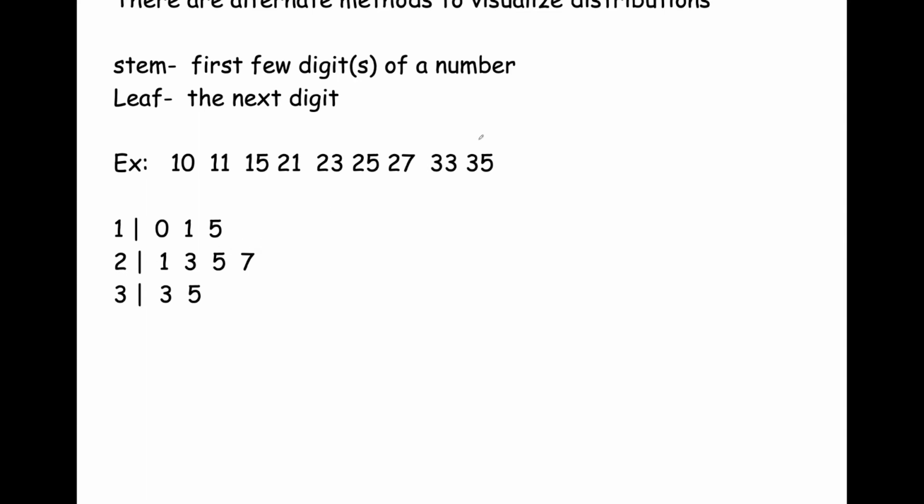And then lastly, we have the 30s, 33, 35. So the stem is 3, and the leaf is 3, that's for 33, and then the leaf is 5, that's for 35. And if you turn your head 90 degrees clockwise, it'll look like the following. Here's your 1, here's your 2, here's your 3, that says 0, 1, 5, that says 1, 3, 5, 7, and this one says 3 and 5.